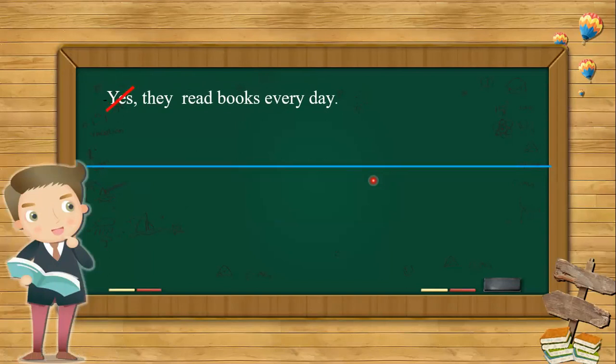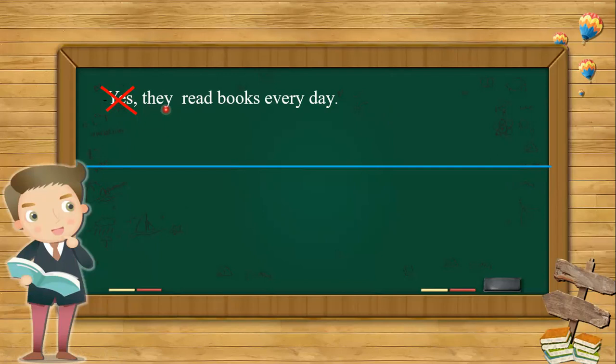When I make a yes/no question, like I told you before, step number one, I will read the sentence. Yes, they read books every day. Step number two, what do you remember? Yes, I cross. Yes. Then I will start with do or does. They. Does it take do or does? They takes do or does? Answer me, please.